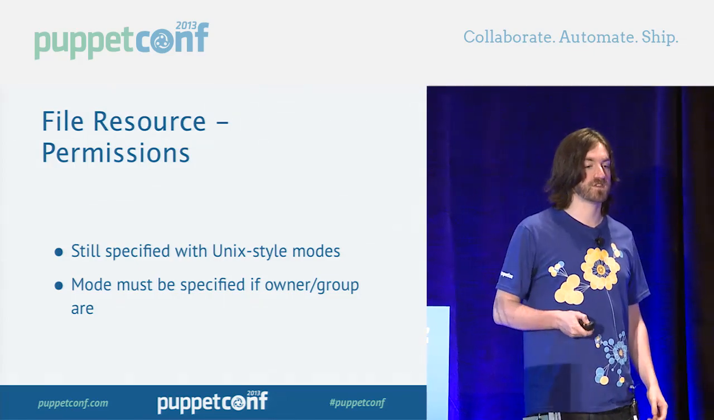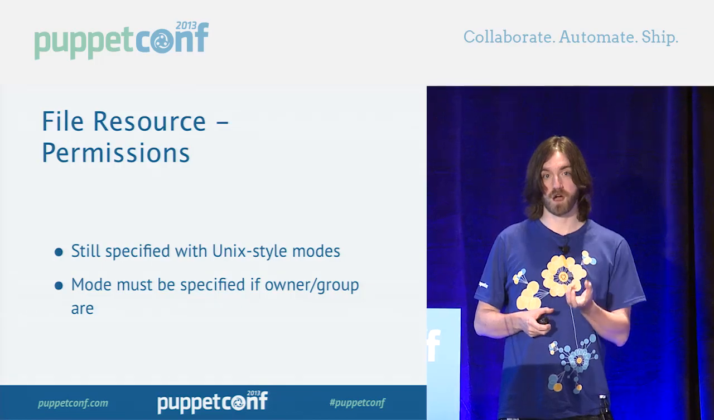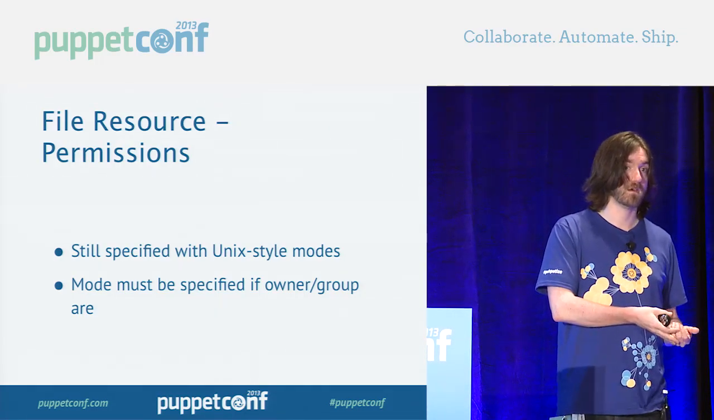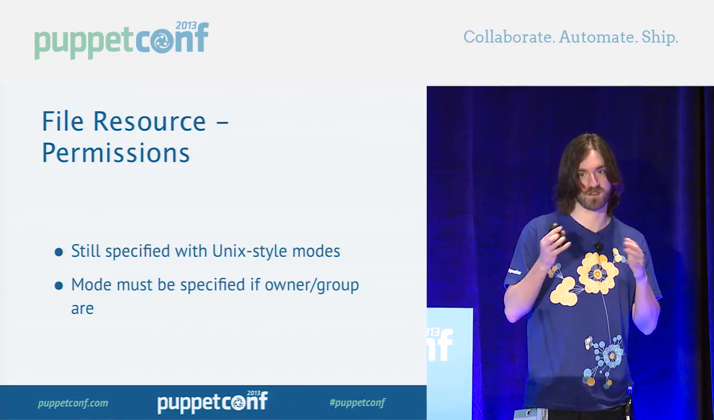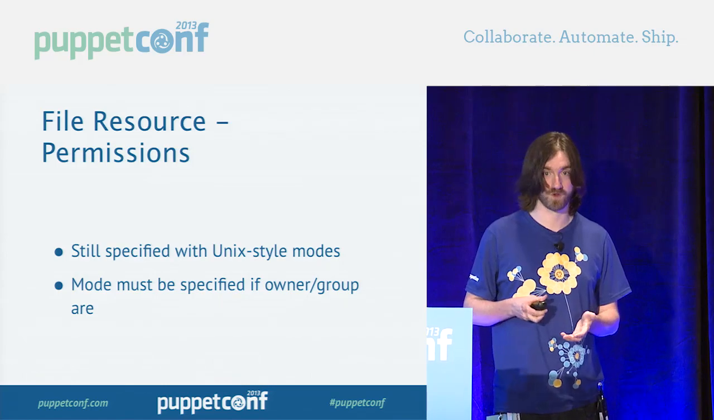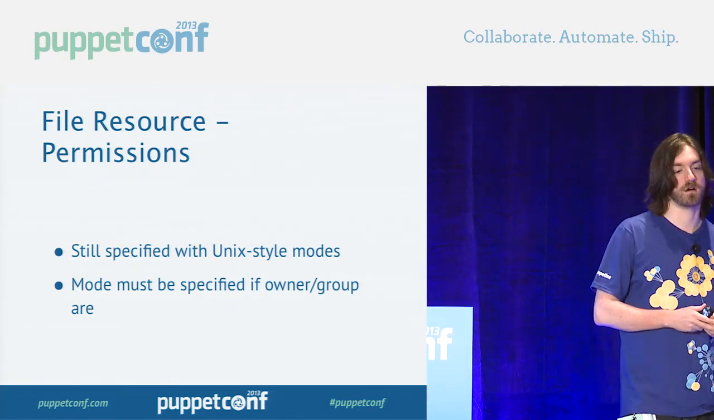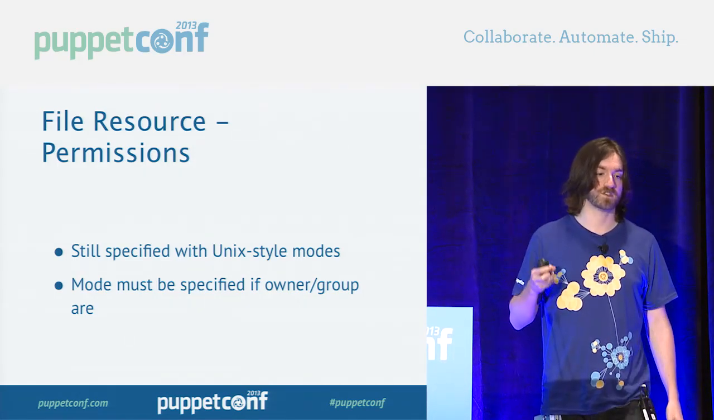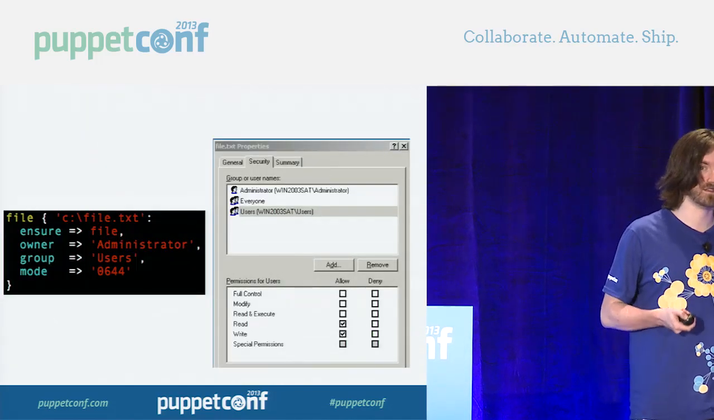So in Puppet, to specify these, you still use a Unix-style mode. This is because the file type is what's aware of what's specifying what that's going to be, not the provider. The provider doesn't check the validity of the mode or anything like that. The type's going to do it. So you still use a Unix-style mode in Windows. And if you're going to specify any owner or group to own a file, you need to specify that using that Unix-style mode, which is actually not as bad as you'd think.